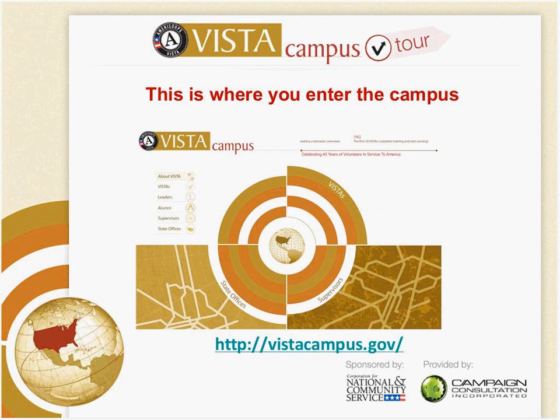You enter the campus. There are separate sections for Vista supervisors and state offices. Today, we're going to be spending most of our time in the Vista Member section, which is in the upper right-hand corner, so that you can get an idea of the full range of resources for Vistas.